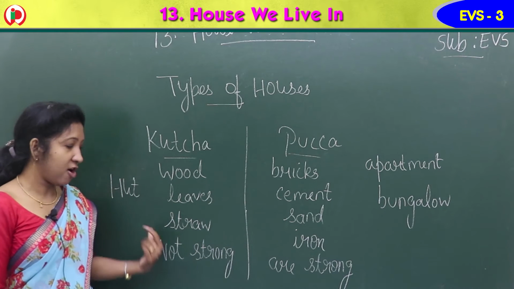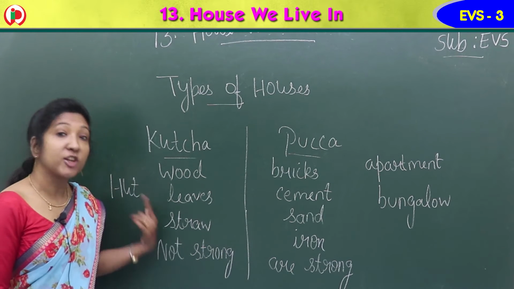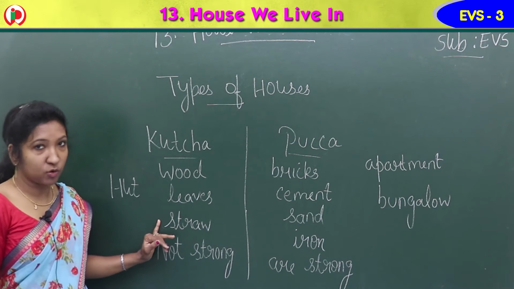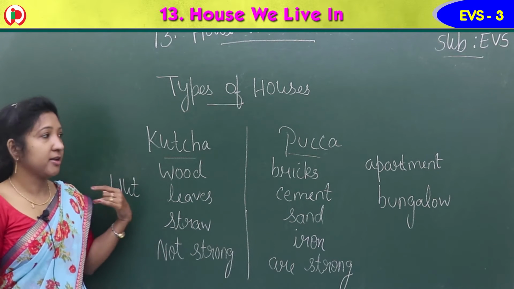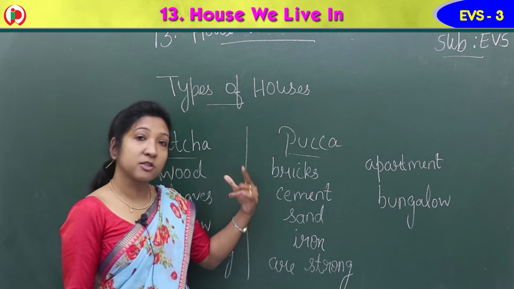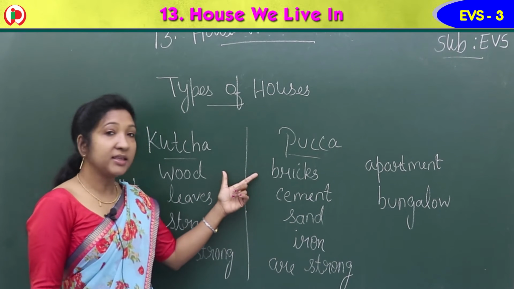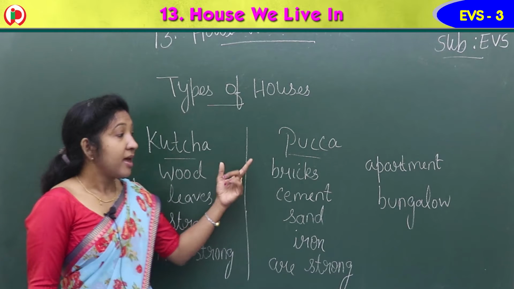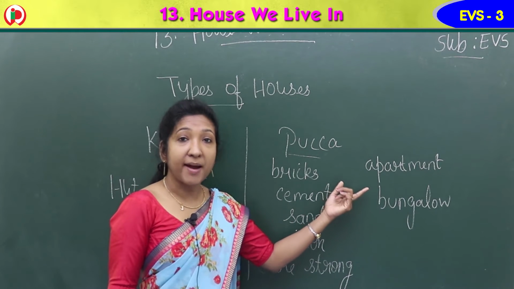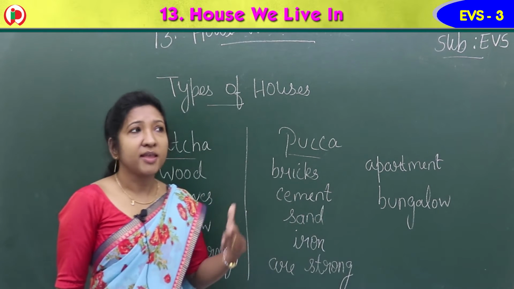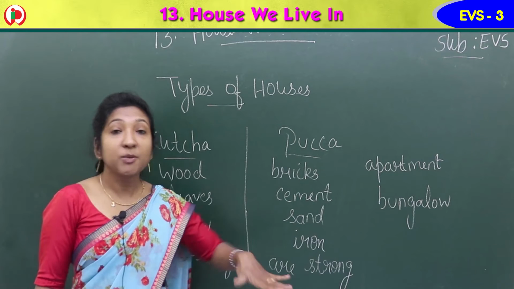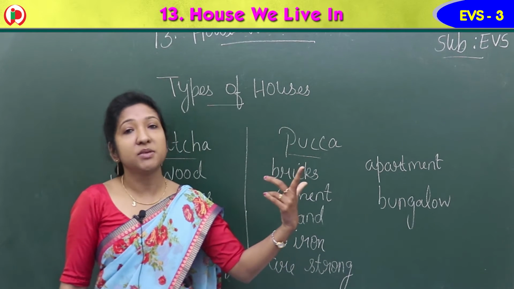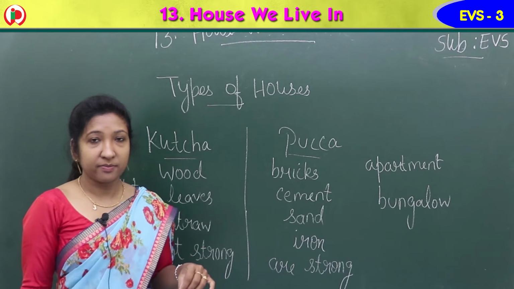Kacha houses are not strong. They are made up of wood, leaves and straw. Example, hut. Okay. Pakka houses are strong. They are made up of bricks, cement, sand and iron. Example, apartments, bungalows, then single storied building, independent house we say, double storied building. They are all examples of pakka houses.